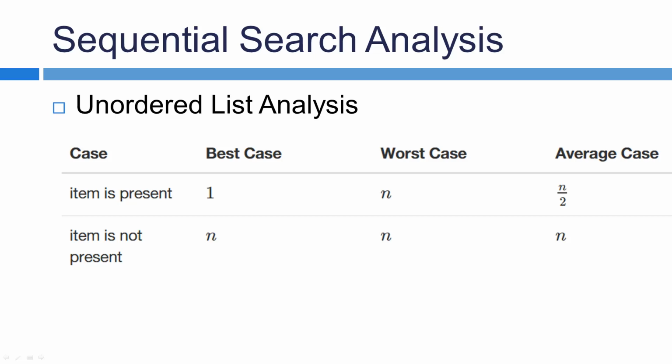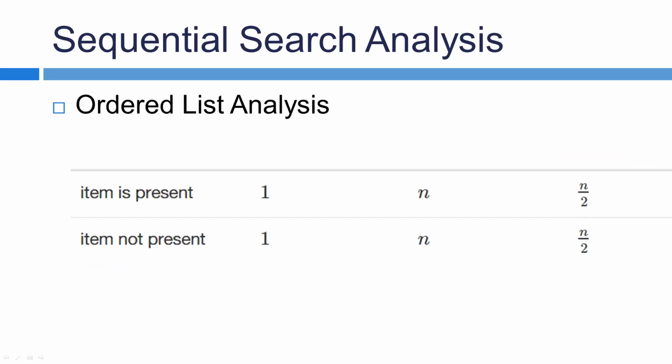What about if the item is not present? That means in both the best case and the worst case, you would have to search through every single item in the array, or that list. So that means your average case is going to be n.